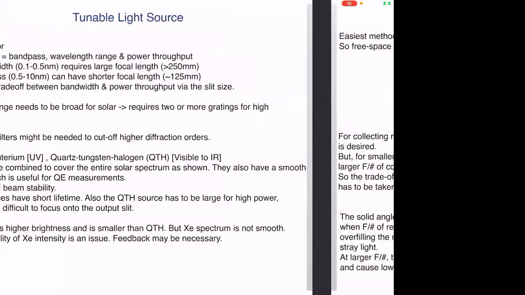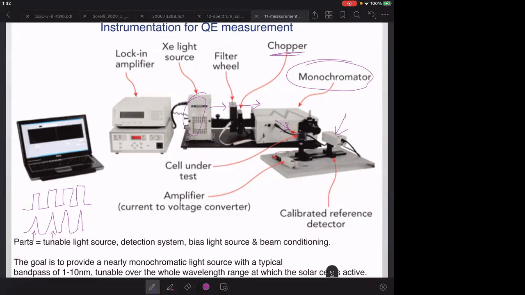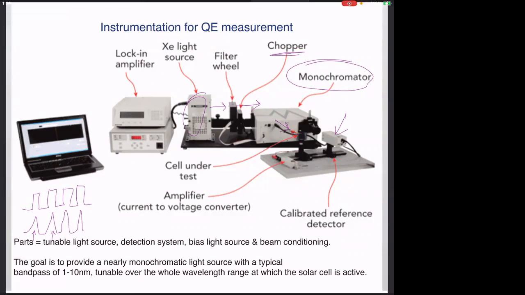I'll stop here just to mention that the amount of light that you send in is very low because you're sending in only one wavelength at a time. So the amount of current that you're getting out of the cell is also very low. That's why you need to use this lock-in amplifier approach to do the measurements very carefully. Okay, with that, I will stop here and see if there are any questions.